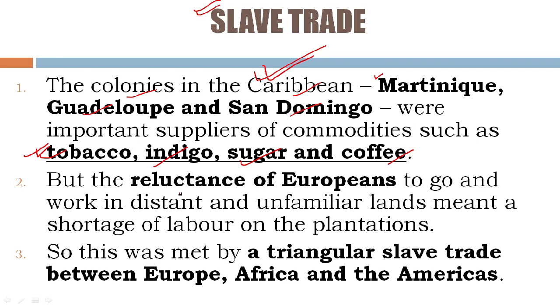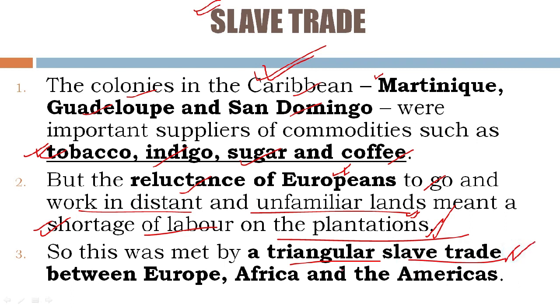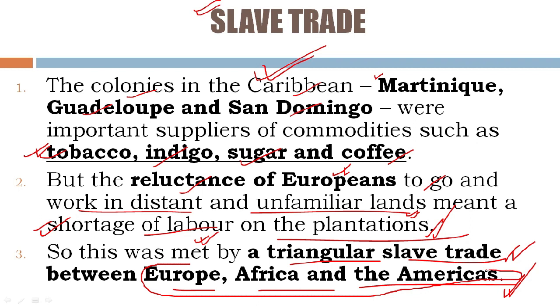Now we see that there was a reluctance of Europeans to go and work in distant and unfamiliar lands. They did not want to go to unfamiliar lands, which meant a shortage of labor on the plantations. Clear? So how was this shortage of labor on the plantations met? This was met by a triangular slave trade between Europe, Africa and the Americas. So basically the laborers were traded among these three regions of the world, and this is how the slave trade began.